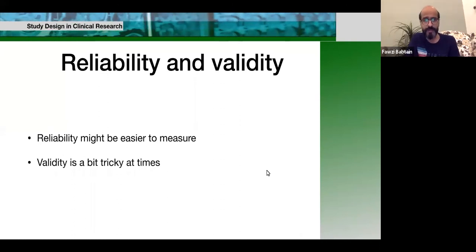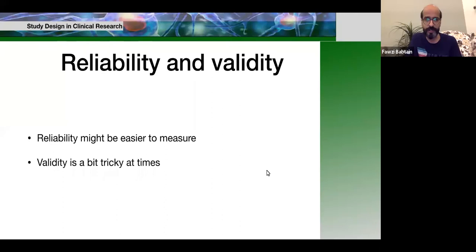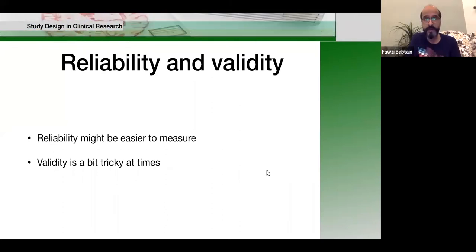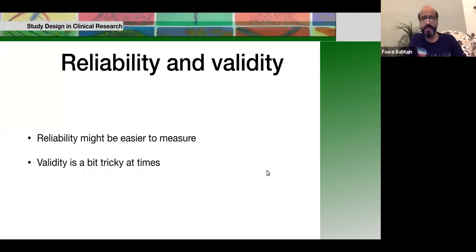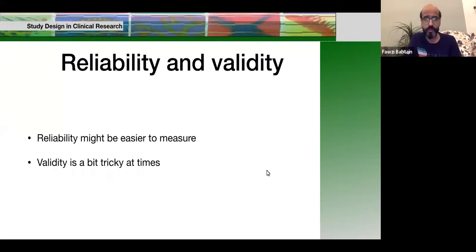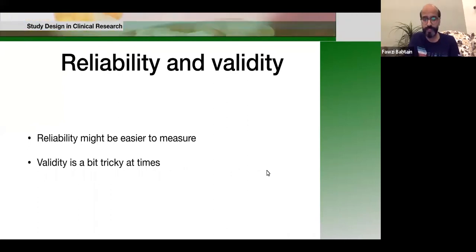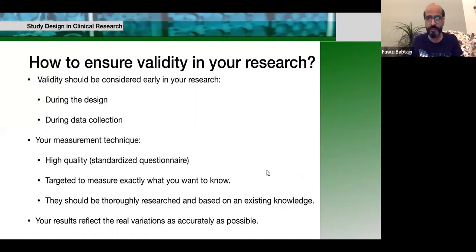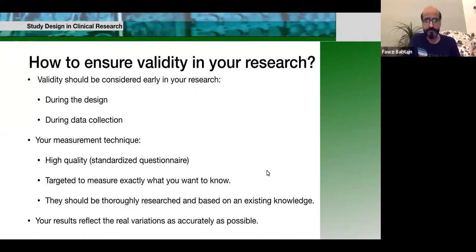Maybe in practice, reliability is a bit easier to measure. Validity is a little bit deeper. You have to think of it, you have to consider it. Even in statistics, there are ways to assess reliability objectively by numbers, and we don't have to go through this, but it's an idea that you have to think of validity and reliability.